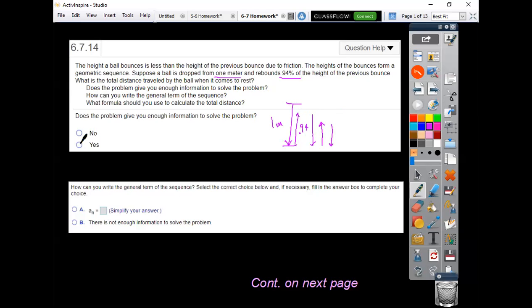So is there enough information? Yes. And then how can you write the general term? So if you wanted just one of these, you would take the initial bounce that was 1, and then you're going to have your rebound amount, the 0.94 to the power of, so each individual term, the first one is 1, but then after that, you're going to have to the first or second or third.